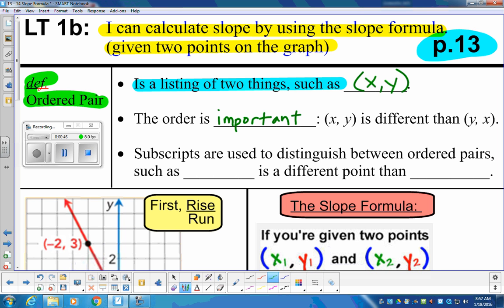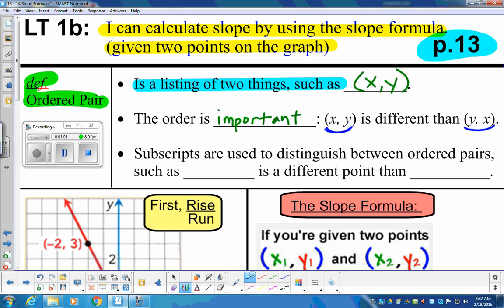Order is very important when you're listing a coordinate or a hotel room. So xy is different than yx. You cannot switch the two letters around and call it good. It has to be in alphabetical order, x, comma, y, needing parentheses to describe.